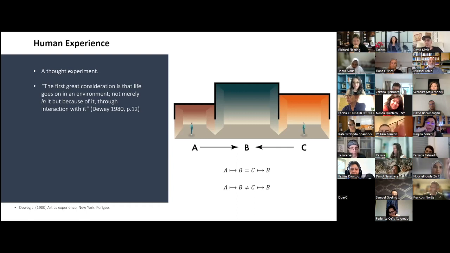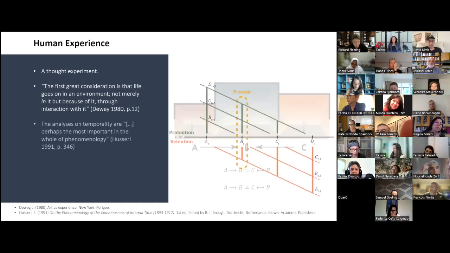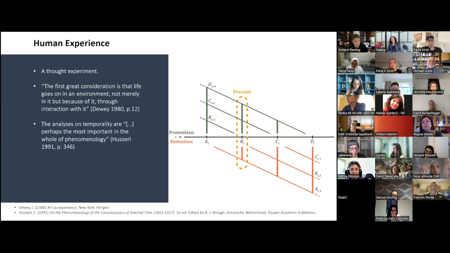So you might wonder now, what does all of this have to do with time? Why is the temporal aspect of human experience important? Well, the analysis of temporality are perhaps the most important in the whole of phenomenology, stated by Edmund Husserl in one of his early works on the phenomenology of consciousness of internal time.